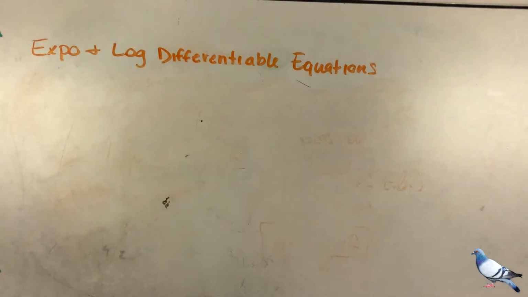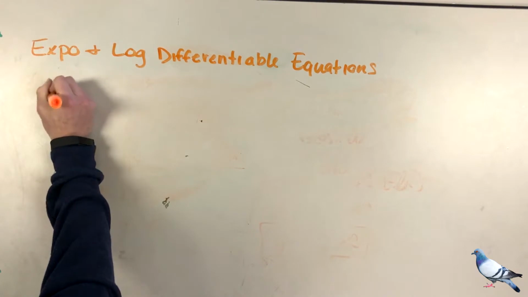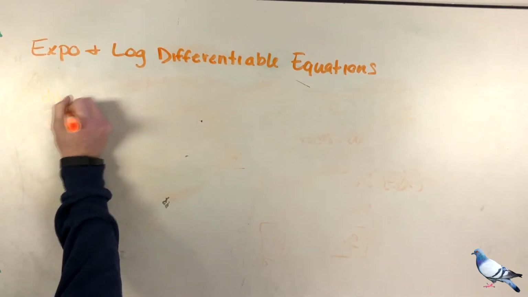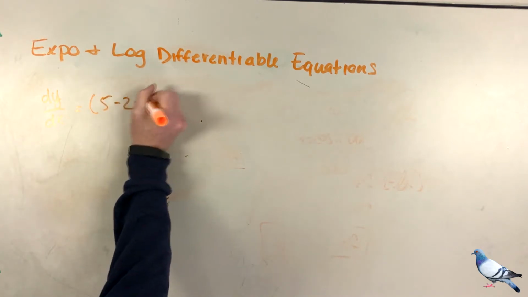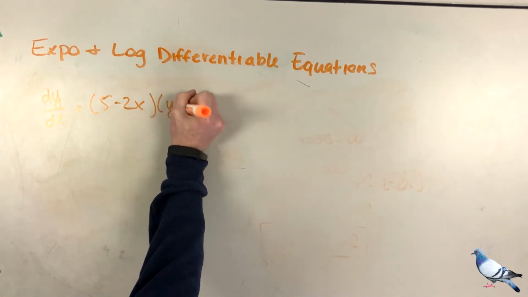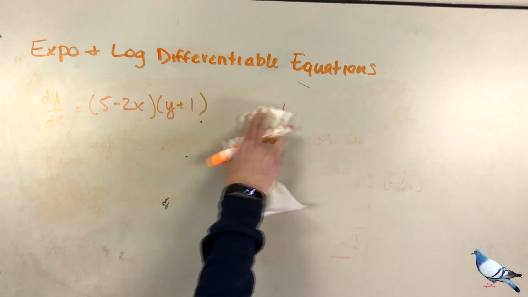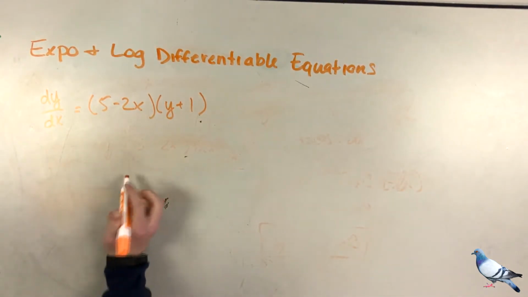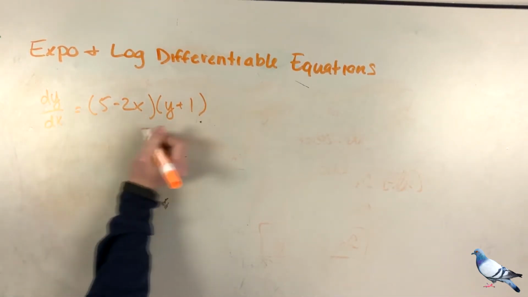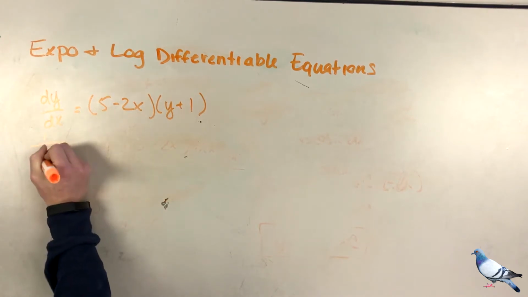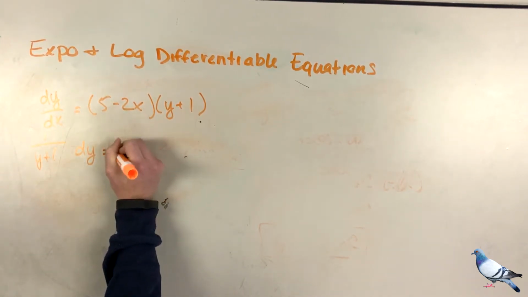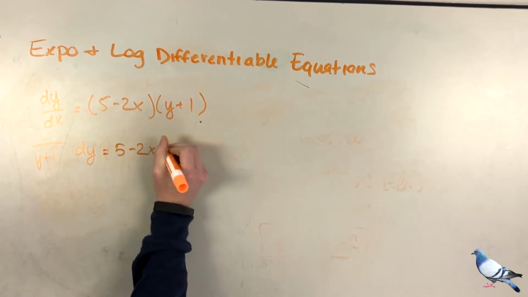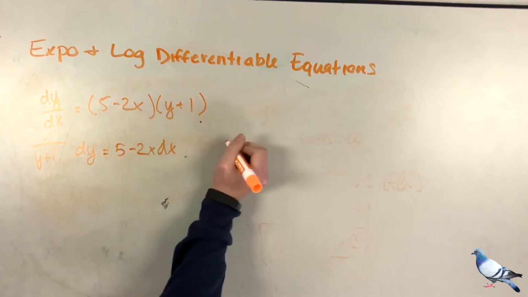Alright, so for this problem, it's going to be a little bit easier than the last one. So we have dy/dx is equal to 5 minus 2x over y plus 1. Alright, so we need to get our y's on one side, x's on the other, so we should have y plus 1 dy equals 5 minus 2x dx.